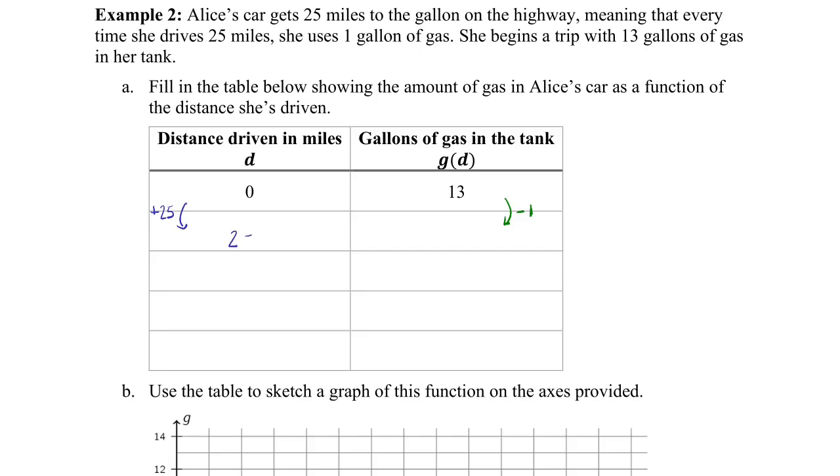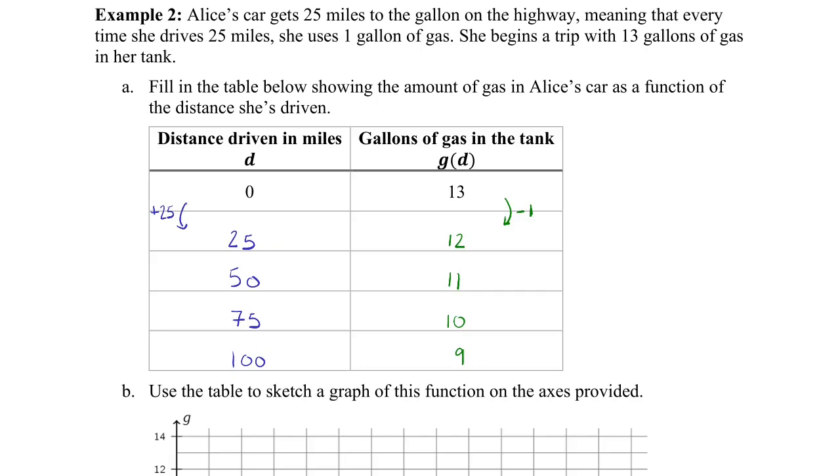So when she's driven 25 miles, she has 12 gallons of gas left. Drive another 25, so now she's driven 50 miles. She has 11 gallons of gas left. Another 25, so she's driven 75 miles. She has 10 gallons of gas left. Another 25 when she's driven 100 miles. She has 9 gallons of gas left.